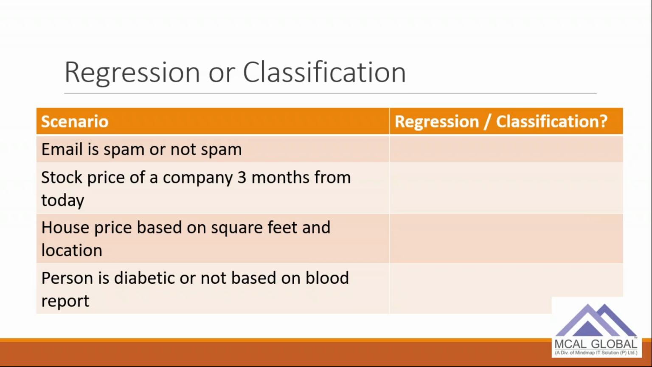Stock price of a company 3 months from today. Regression or classification? Sharad says regression. Krishna says regression. Sunil. I think you get this. So house price is again a regression. Person is diabetic or not based on blood report? It's again a classification problem.